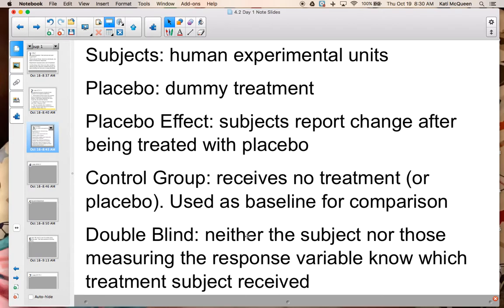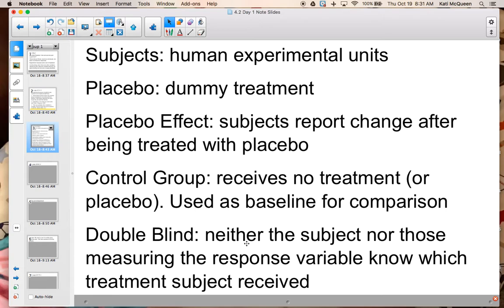So you would talk about why or why not the subject would be able to know what their treatment is, or the person measuring the response variables. So think about if you're giving somebody medication and there's also a placebo, they're not going to know if they actually got a treatment. And the person kind of assessing their headache wouldn't necessarily need to know what medicine they got.